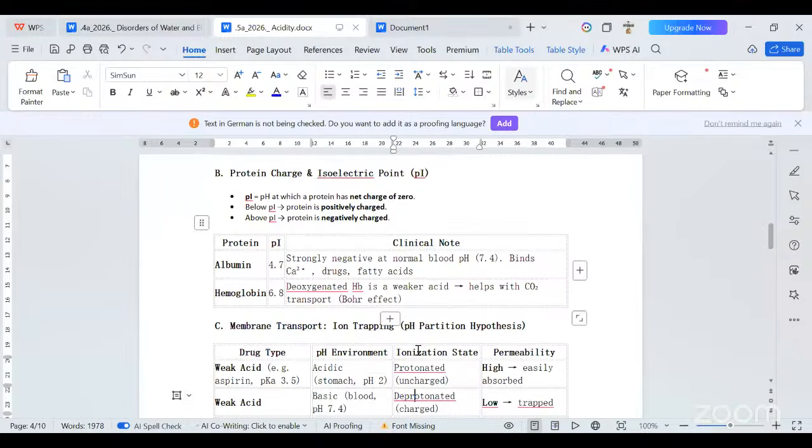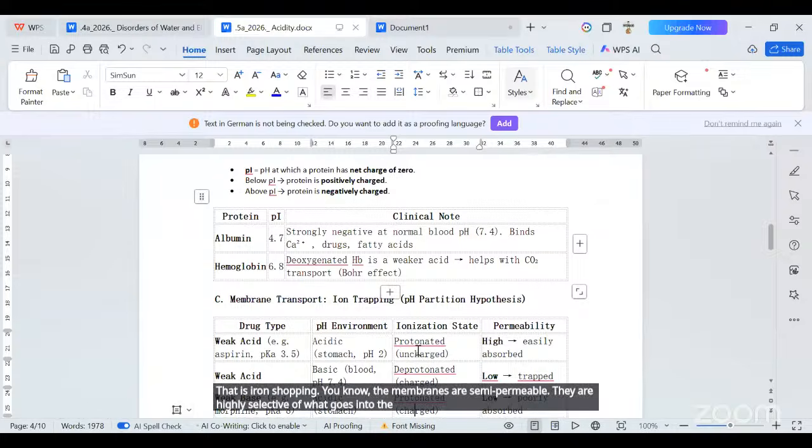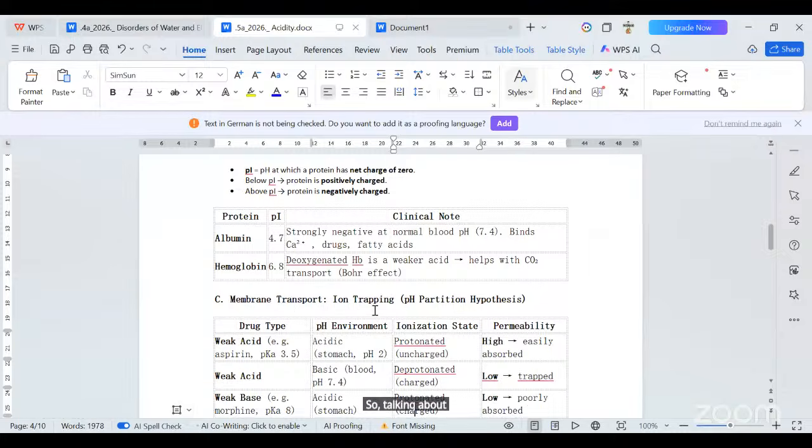Then we go to membrane transport. That is ion trapping. The membranes are semi-permeable. They are highly selective of what goes into the cells or what goes out of the cell. So, talking about ion trapping and the pH partitioning hypothesis, for weak acids like aspirin, what is aspirin used for? Who can remind us?